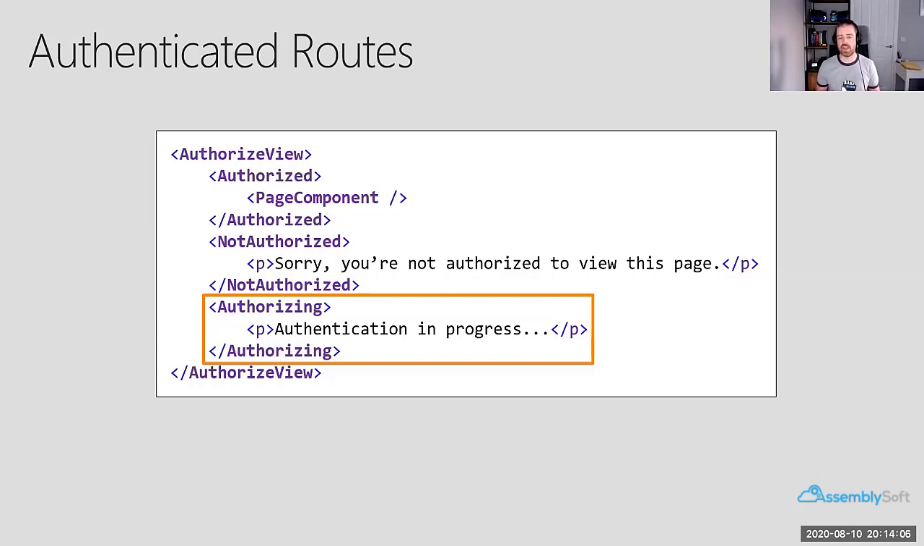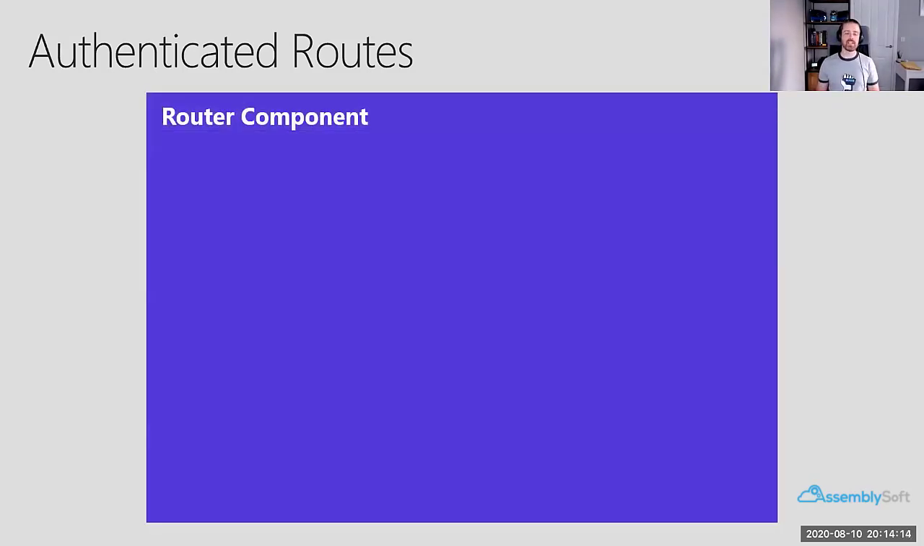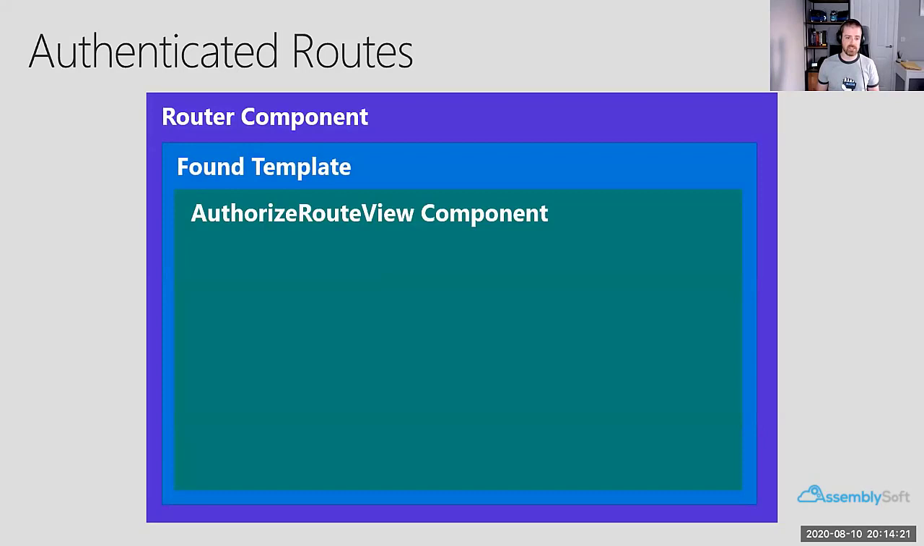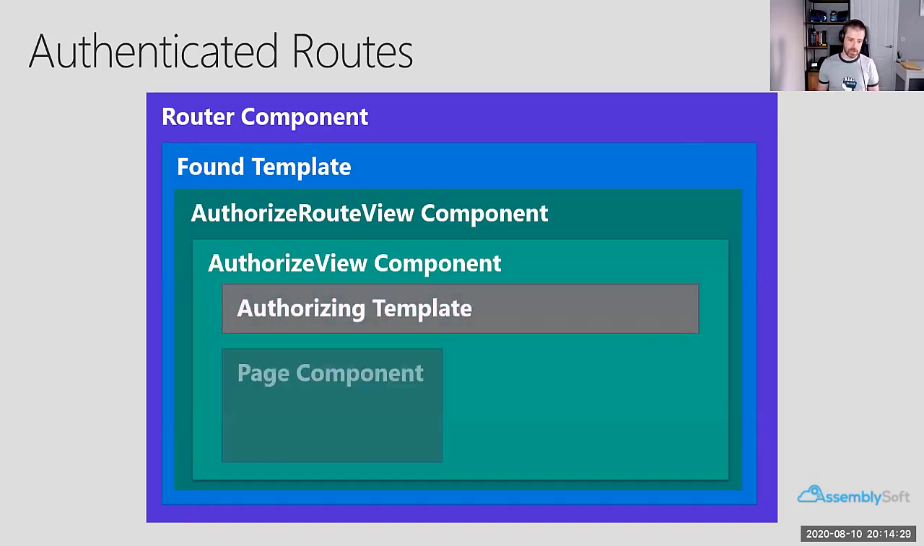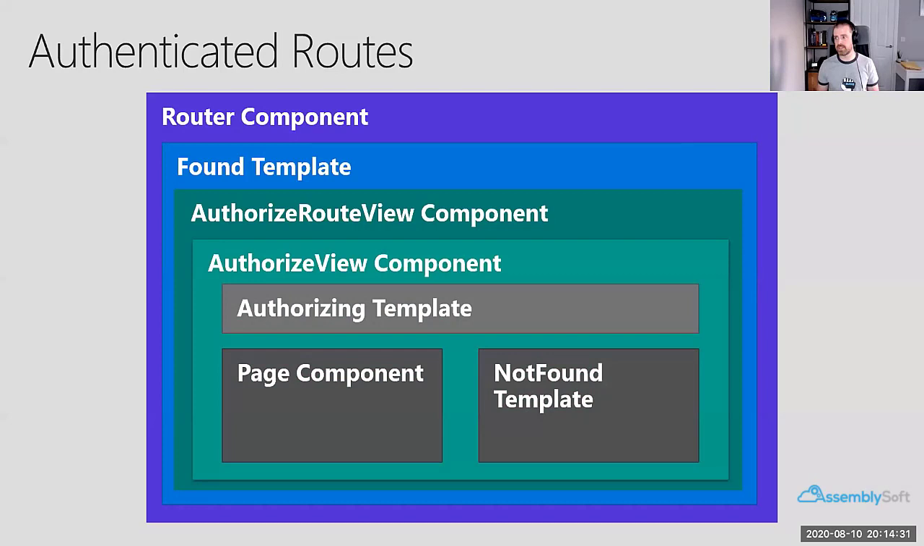It does create an interesting hierarchy though. I'm not really sure if this is particularly informative or not, but I got a bit excited with PowerPoint. So the actual cascade of components works out like this. You have the router component that has a found template that contains an authorized route view component, which renders an authorized view component that will then render an authorizing template until it either renders a page component or a not authorized template.